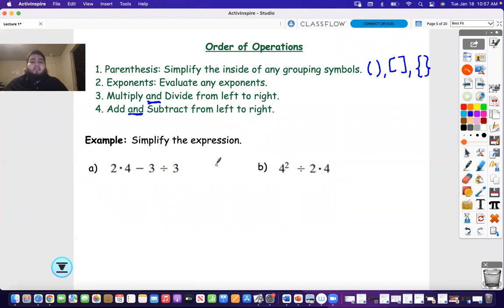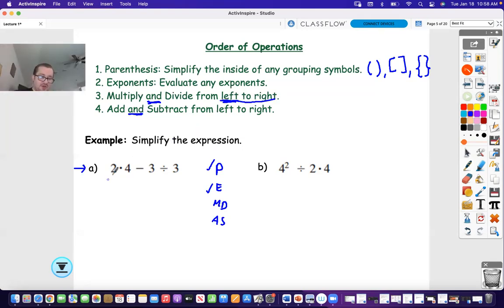Look at example A. I like to write the word PEMDAS here in the middle, because it's kind of like a checklist, okay? Notice how I put MD together, AS together. Now, look at this expression here on A. Are there any parentheses to simplify? No, so we're done with step 1, check mark. Are there any exponents in A? Nope, so we're done here. Can we multiply or divide? Yes. From which direction are we gonna start? Left, since the multiplication's on the left.